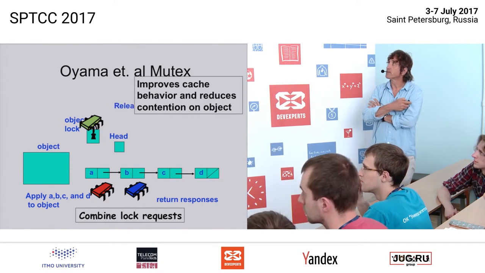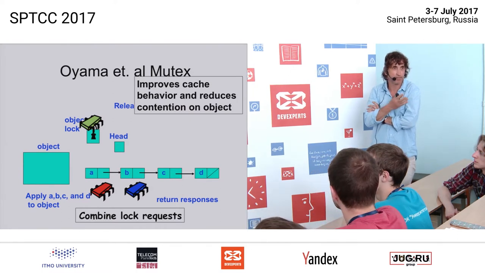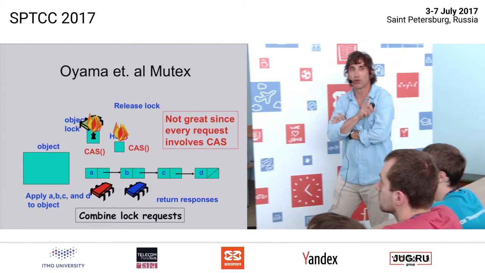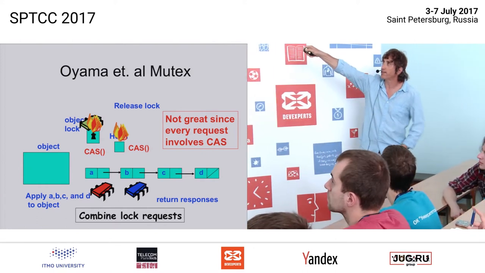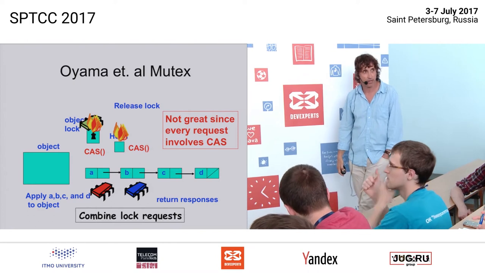Still, it improves cache behavior and reduces the contention because they're not competing on the object. But it's still not great, because I'm still doing a compare and swap on the lock and I'm doing a compare and swap on this local list that I have. Okay?